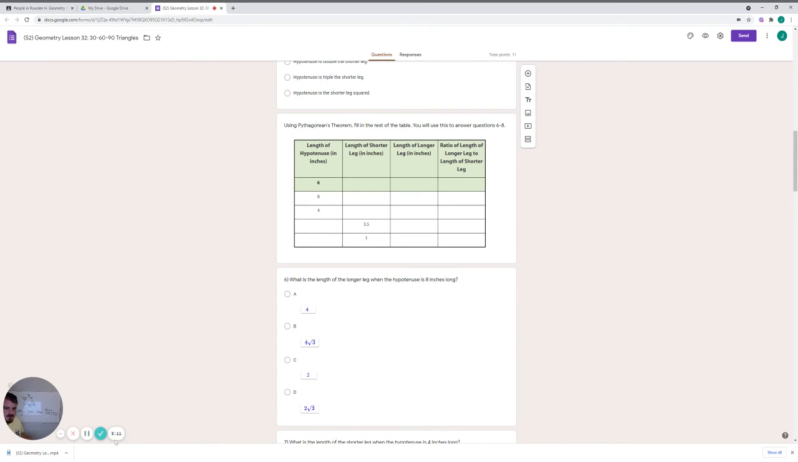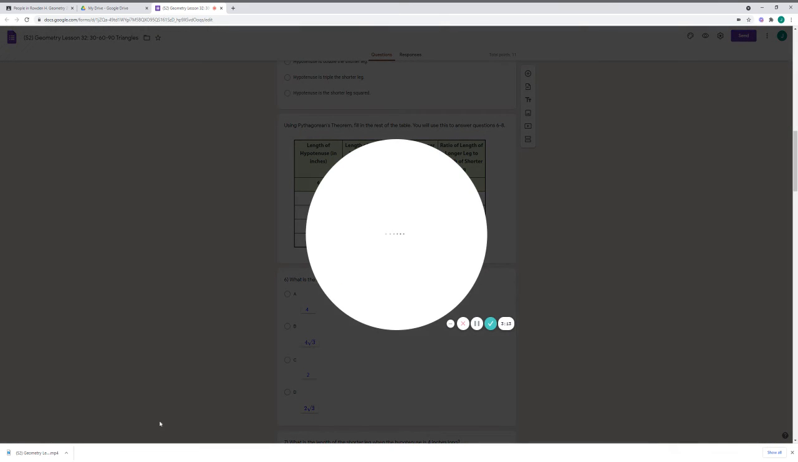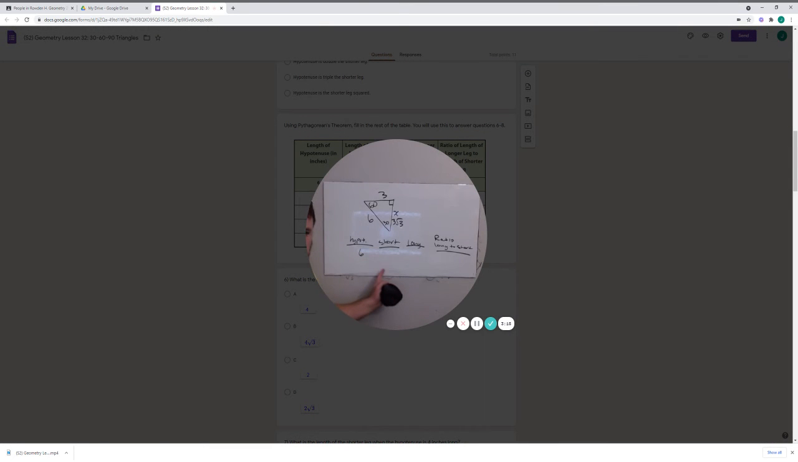Okay, so I'll go ahead and fill out that first line. So the short leg right here was 3. The long leg was 3 root 3. And so the ratio of long to short in this case is 3 root 3 to 3, which could be reduced to just be saying root 3 to 1.